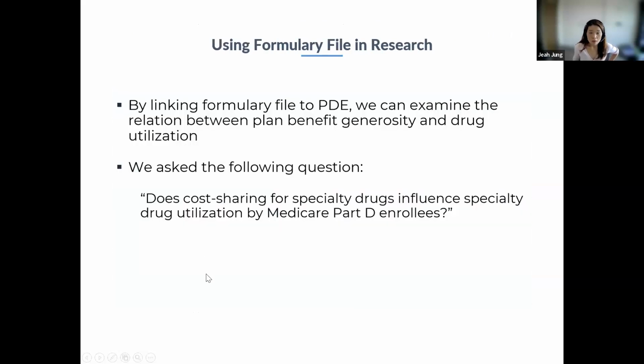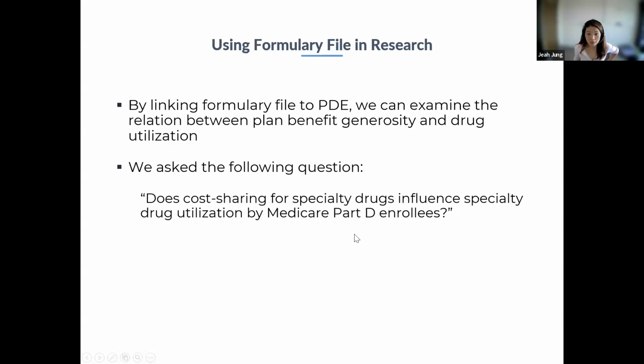Now, how do we use a formulary file for our research? You can link formulary files to PDE. So far we have used only the plan characteristics file, but now you can link a formulary file to the PDE file, and then you can examine drug utilization. So what's the relation between plan benefit generosity and drug utilization? I asked the question here: does cost sharing for specialty drugs matter? These are expensive drugs, but they might be really effective. But does charging high cost sharing for specialty drugs influence use of specialty drugs?